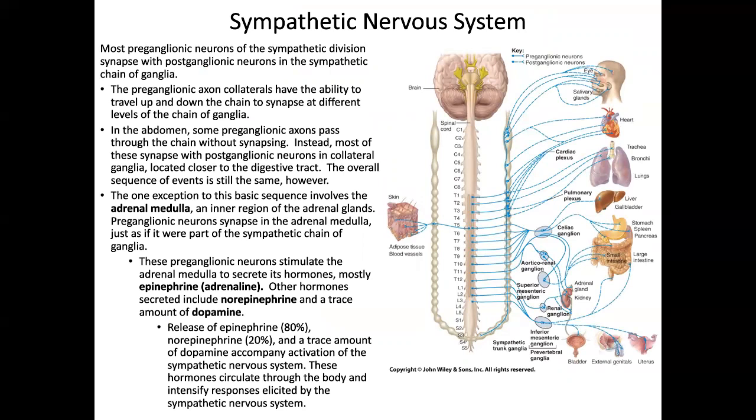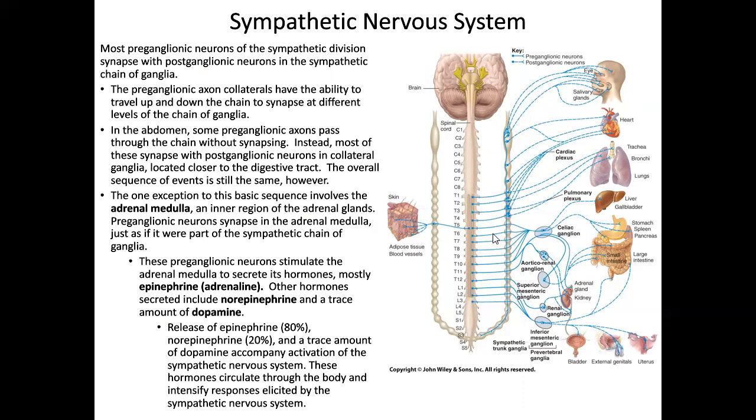Most of the stuff at the top I've already gone through, but I'll read through it again. Most preganglionic neurons in the sympathetic division synapse with postganglionic neurons in the sympathetic chain of ganglia. So once again, most of the time the first neuron comes out, it then synapses with the second neuron, then from there it goes out to the effectors. Now, what we can see, especially down here, is that thanks to the fact that these preganglionic neurons a lot of times have axon collaterals where they have a kind of left turn, they're able to go up and down the chain, kind of like an elevator. That enables them to synapse at different levels of the chain. Instead of just being right here, they can go up and down.